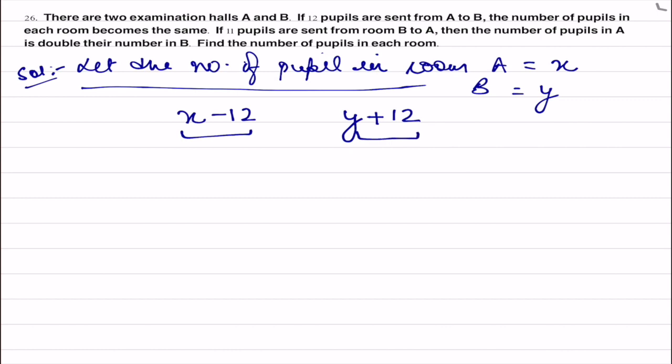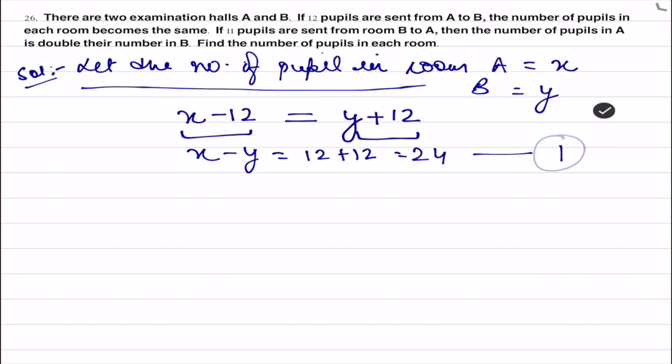Then the number of people in each room becomes the same. It means now the number of students in each room is equal. So X minus Y is equal to 12 plus 12, which is 24. So this is our first equation: X minus Y is equal to 24.